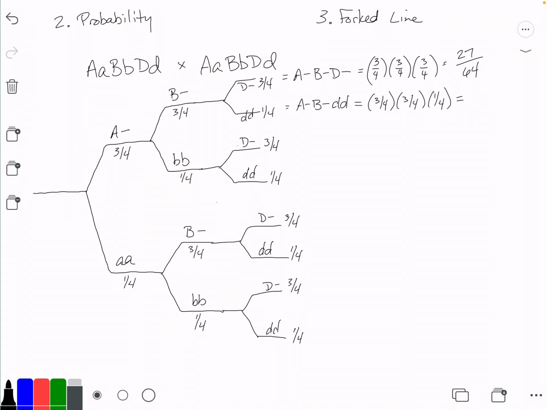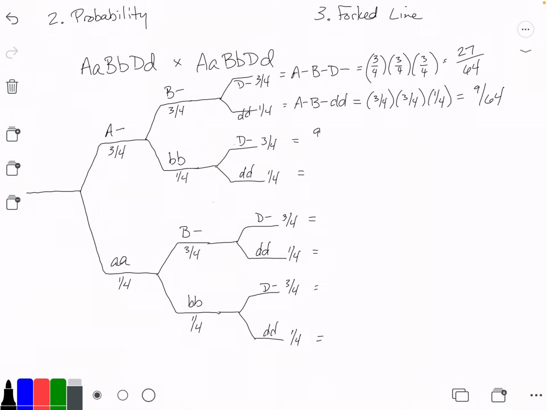Anytime I say the word and, I'm going to multiply. So 3 out of 4 times 3 out of 4 times 1 out of 4, that's going to give me 9/64. Now, if I do the math for each one of these, what I'm going to find out is that the dominant offspring in this particular case is going to be by far the most common, 27 out of 64. I'm going to get a couple more 9/64.